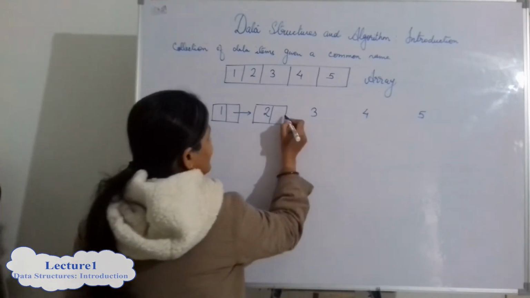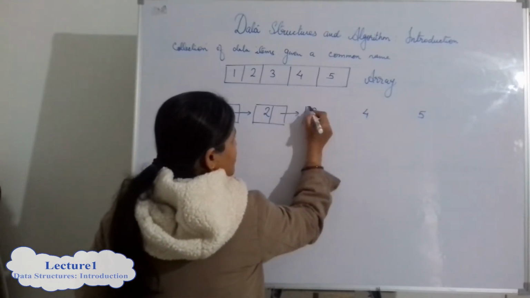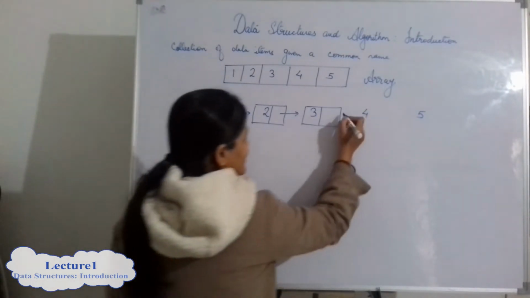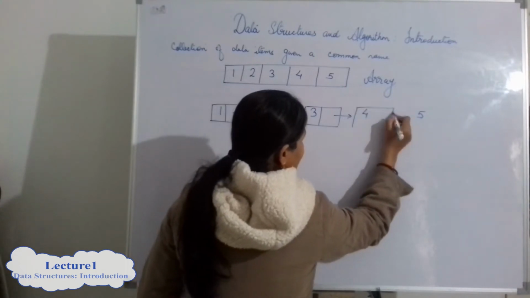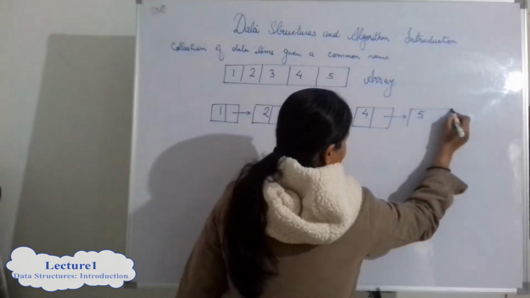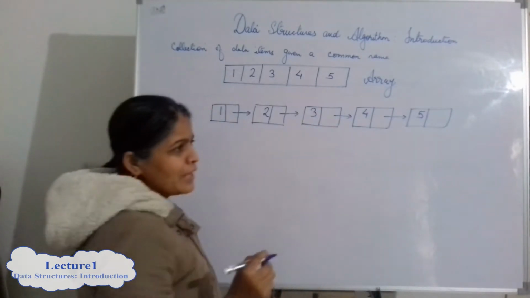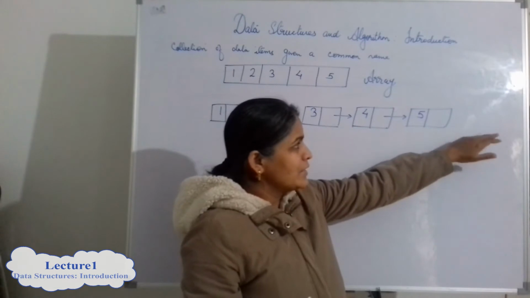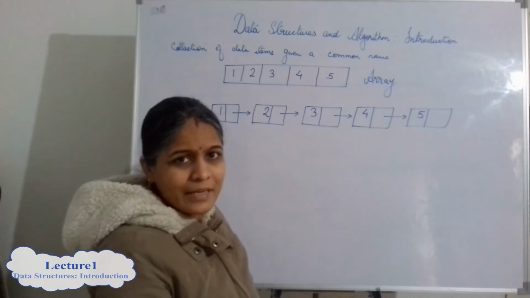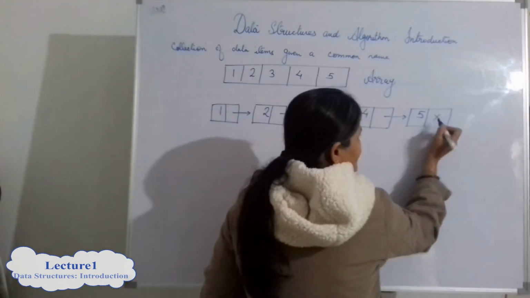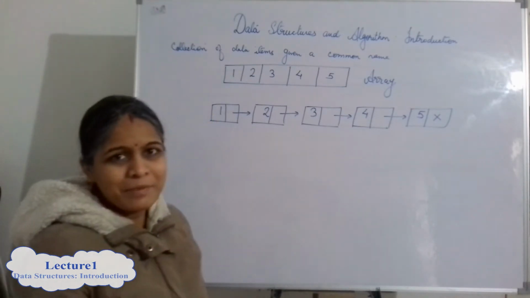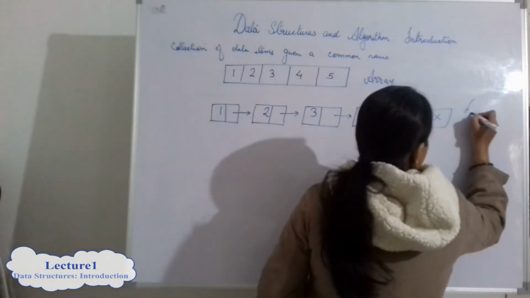Okay. Along with 2, we store the address of third element. Along with 3, we store the address of fourth element, and so on. At last, we don't have another element in the list, so instead of storing the address of next element, we store none. Okay, so these 5 items become a linked list.